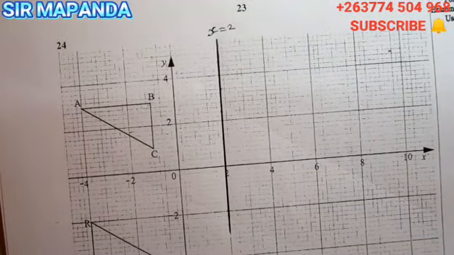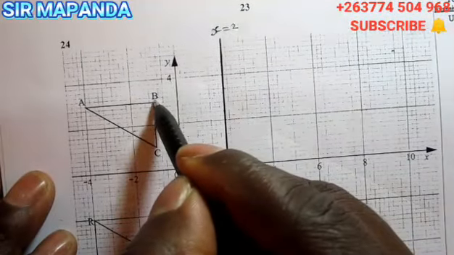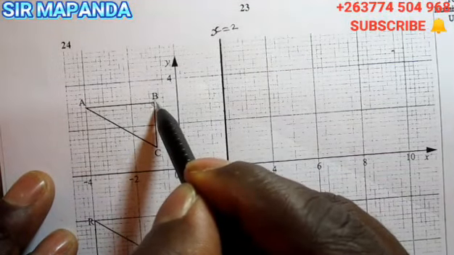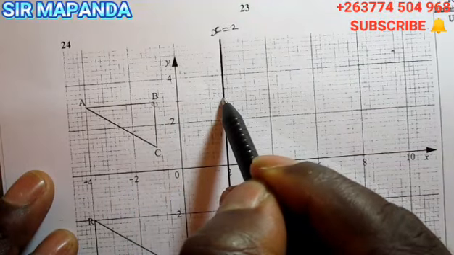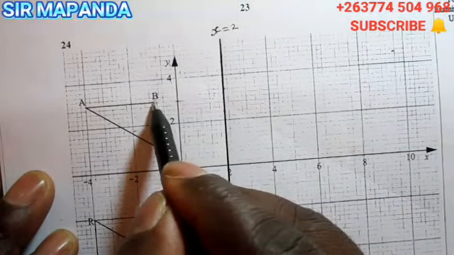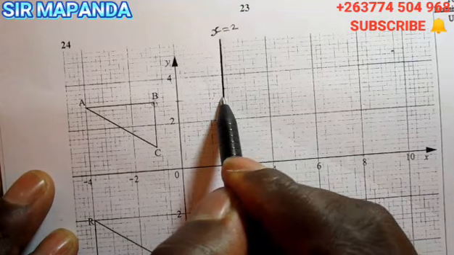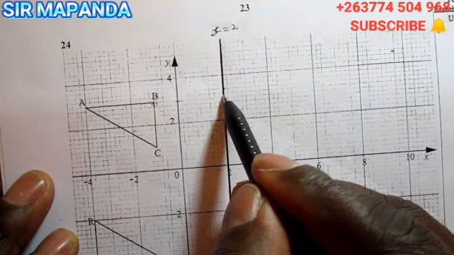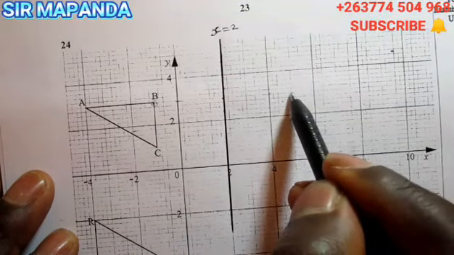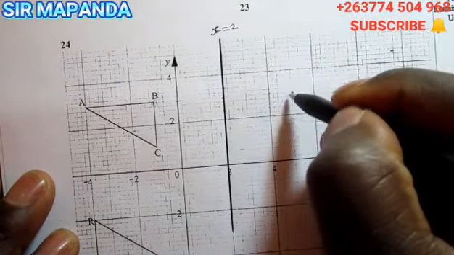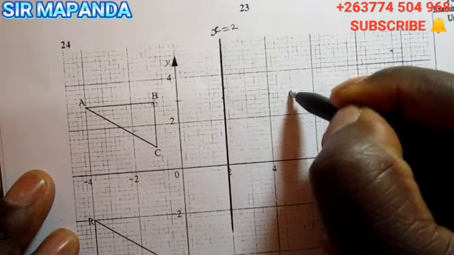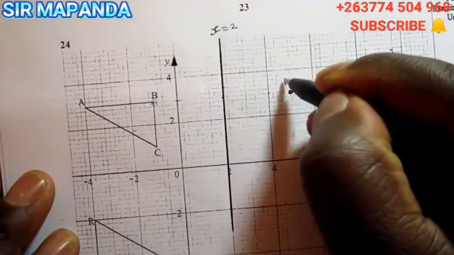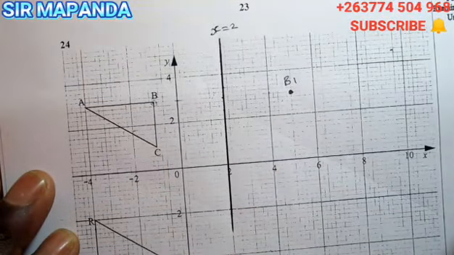Right. So you count the number of boxes. Let me start with the B here. We have half box and a full box. So the same distance that you move from B to the mirror line is the same distance that you move from the mirror line to the image of B. So we now have 1 box again and a half box. So it means the image of B is going to come at this point. I hope you are listening. We usually denote it as B1.